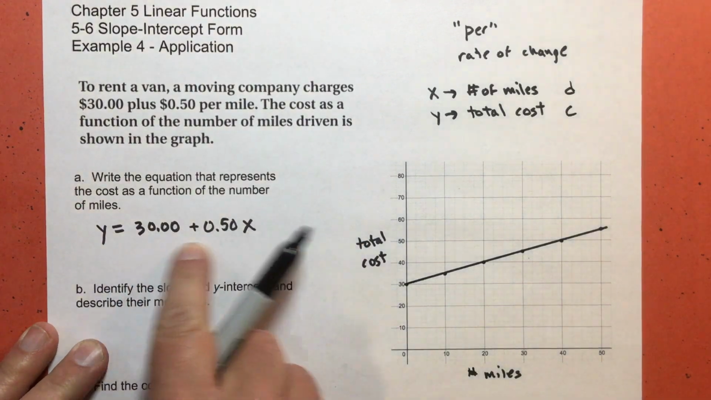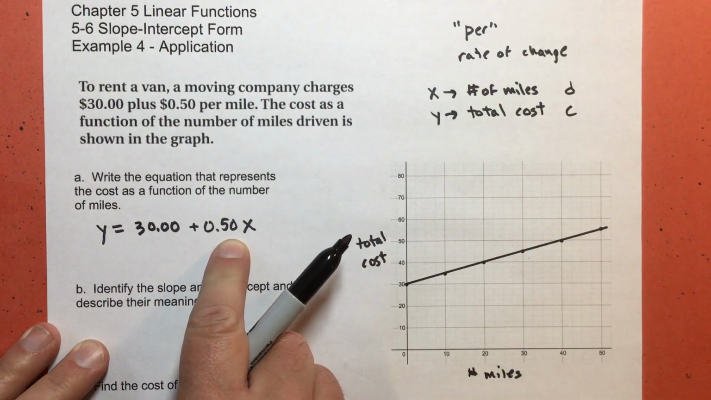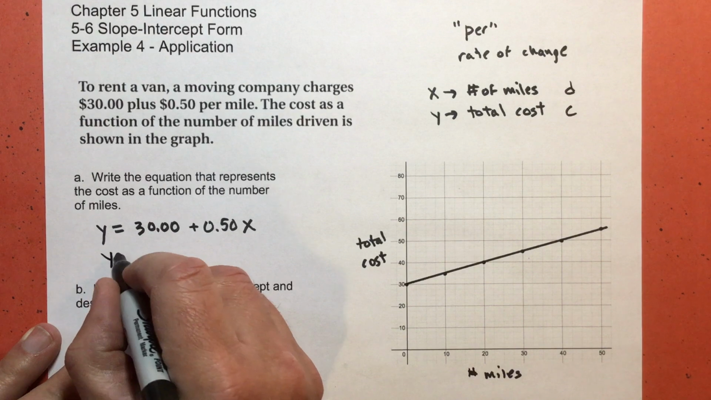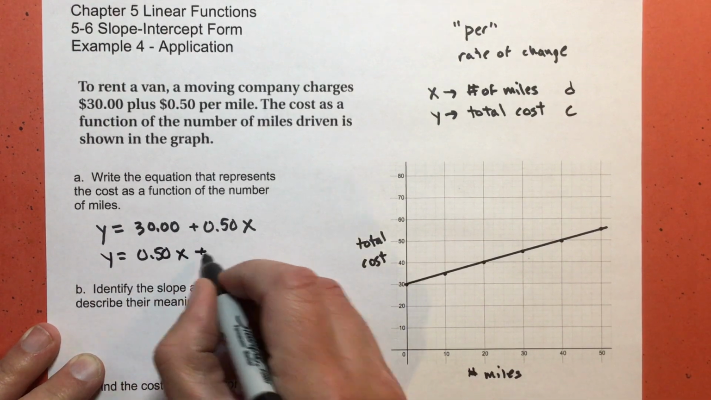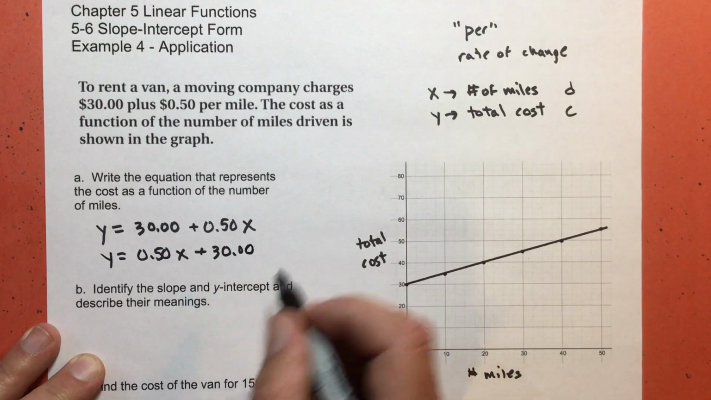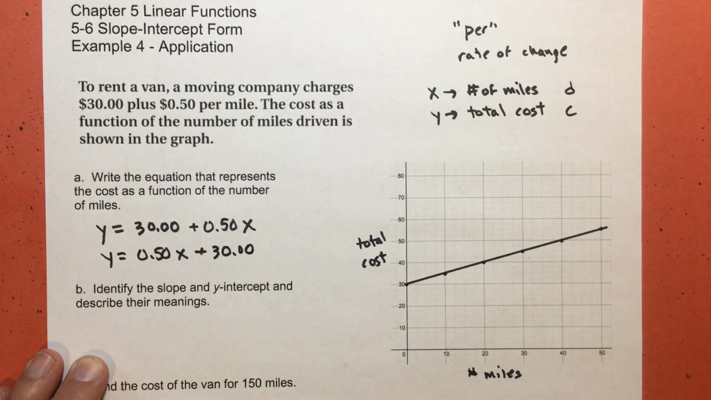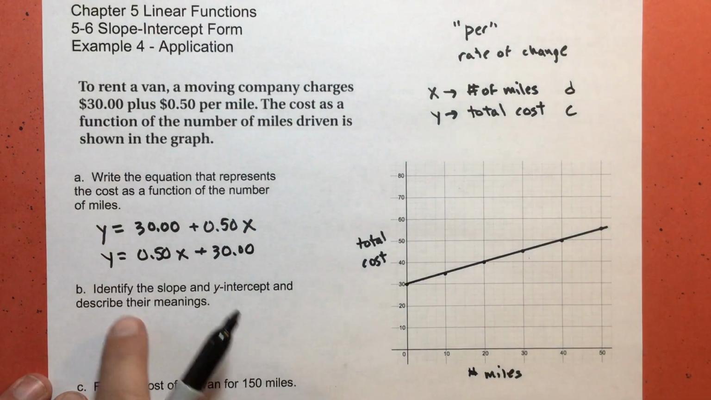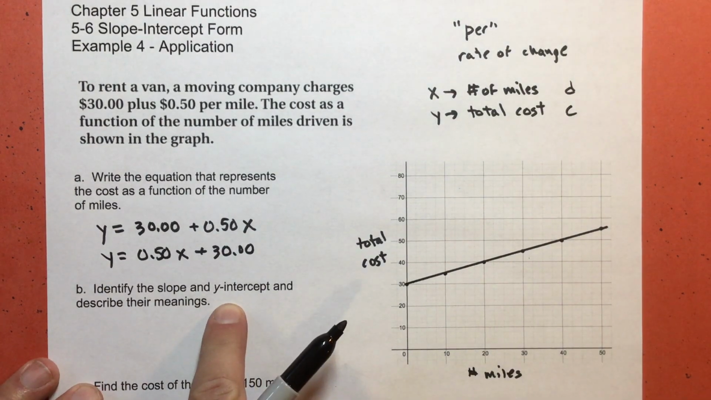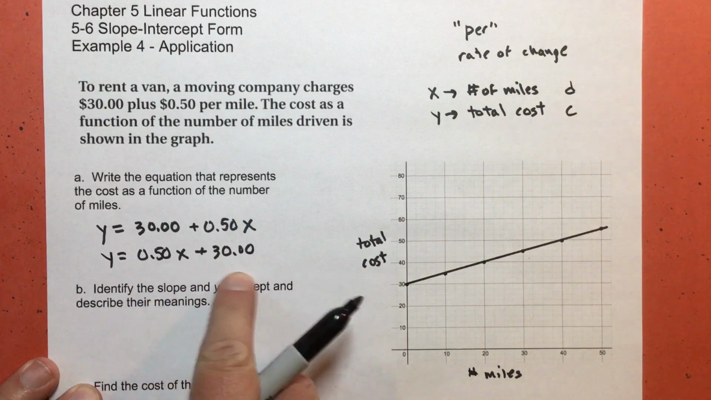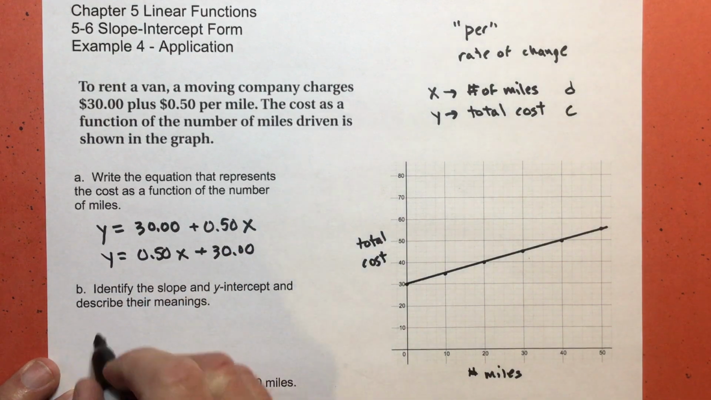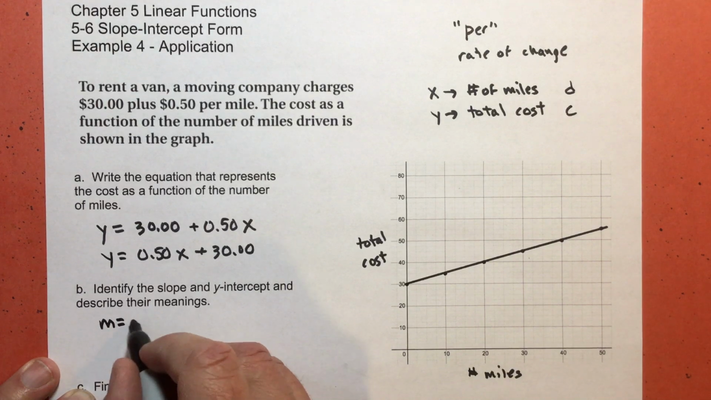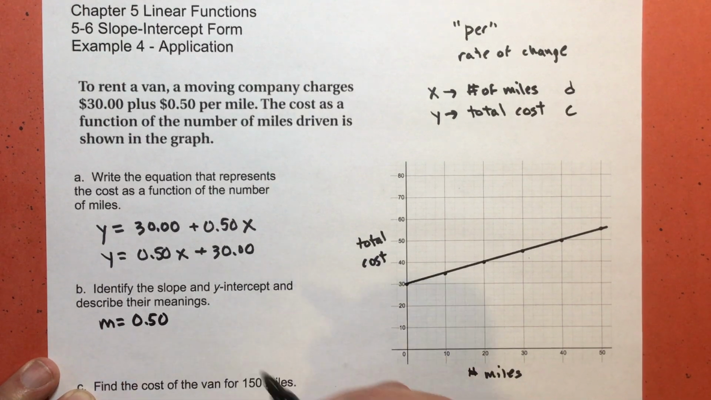Another thing about this is that it's actually not in slope-intercept form. I'd have to write it this way, 0.50 times x plus 30. So I just switch it around to put the part with the x first, right? Okay, cool. Now I'm going to identify the slope and the y-intercept. That's why I switched it, because it makes it a little bit easier to identify the slope and the y-intercept. The slope is what's being multiplied by the x. So my slope is 0.50.